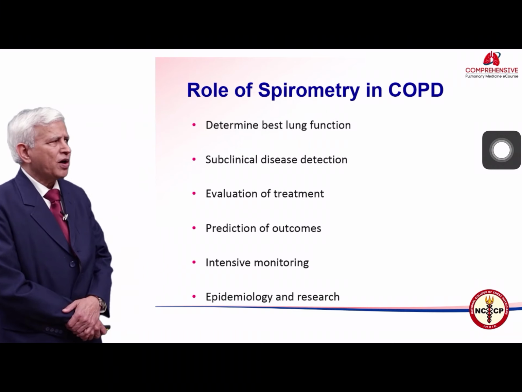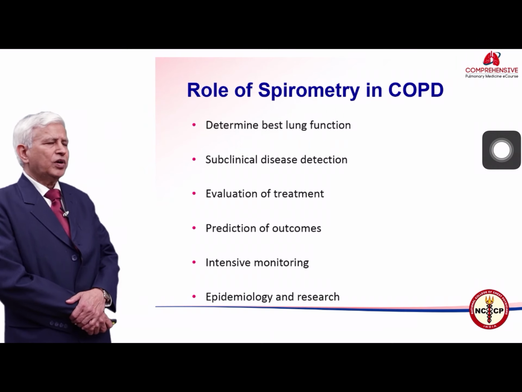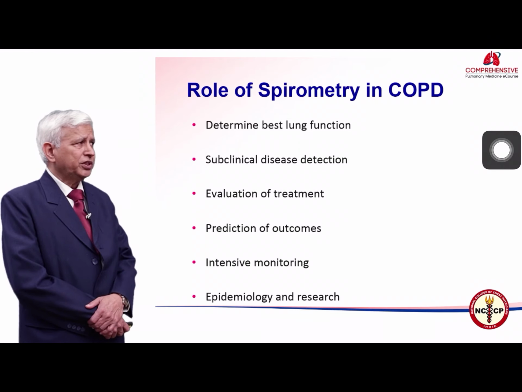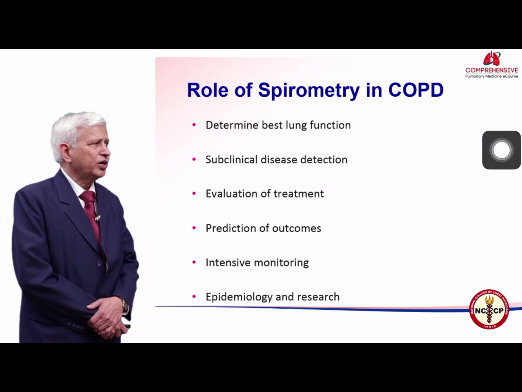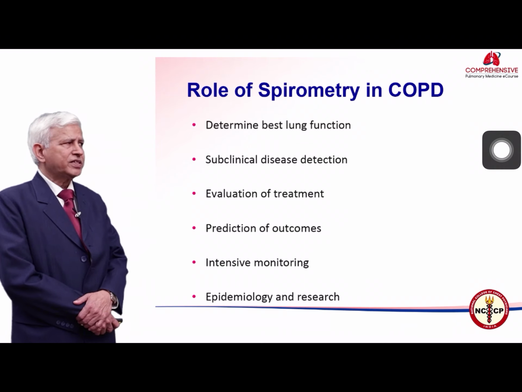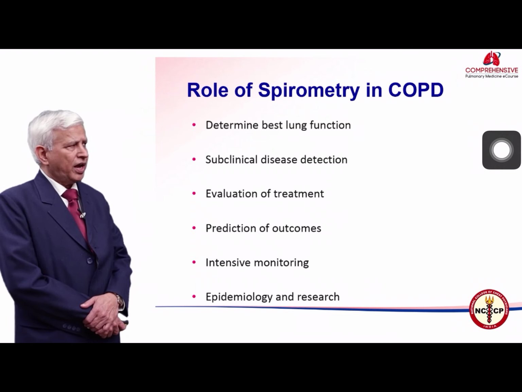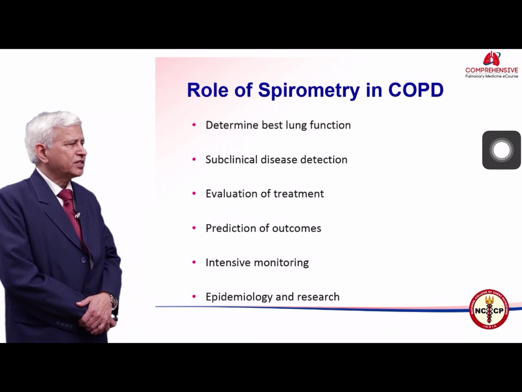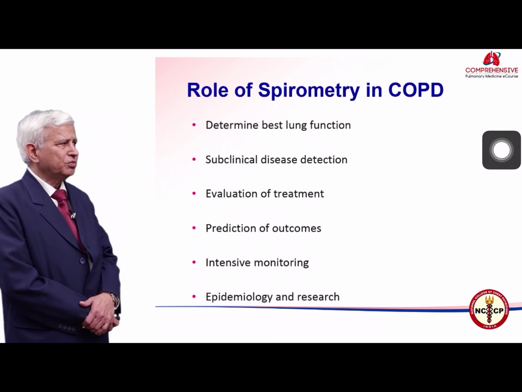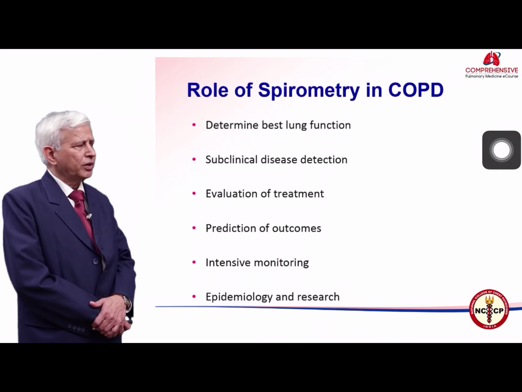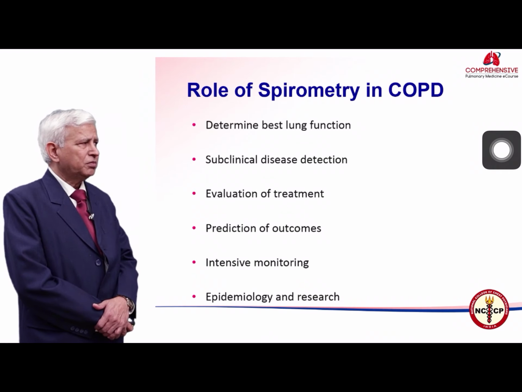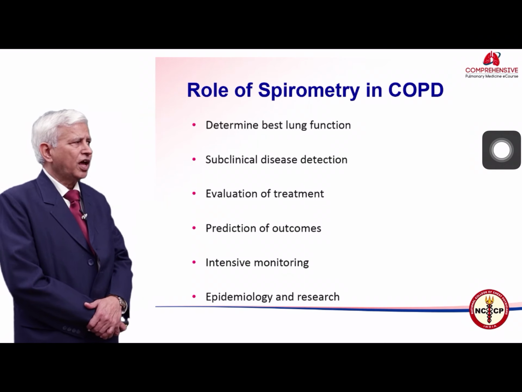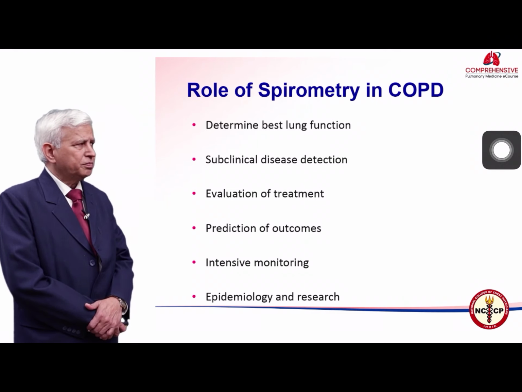So what is the role of spirometry in COPD? Well, spirometry, one, as I said, is done to confirm the diagnosis. It is also important to determine the best lung function and to then subsequently follow the lung function. Sometimes it is used to assess subclinical disease, because a patient may complain of cough and the diagnosis may be missed. But if one finds airway obstruction on spirometry, then the diagnosis is practically confirmed.